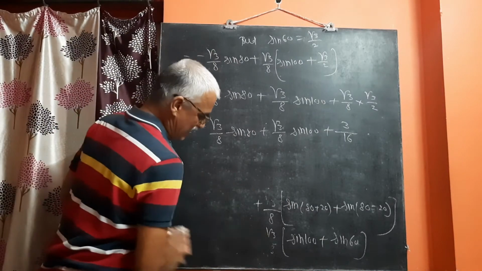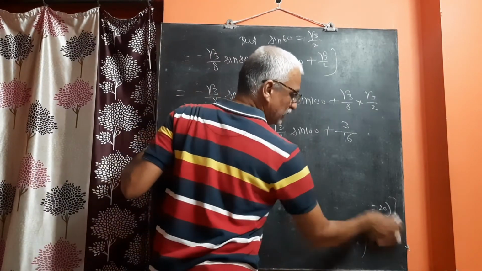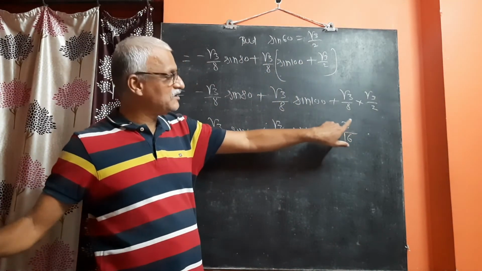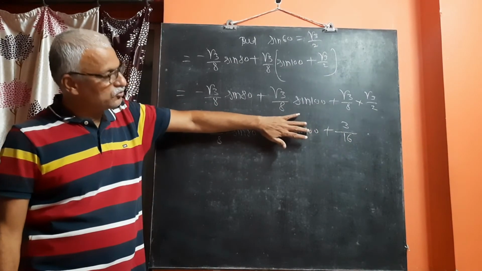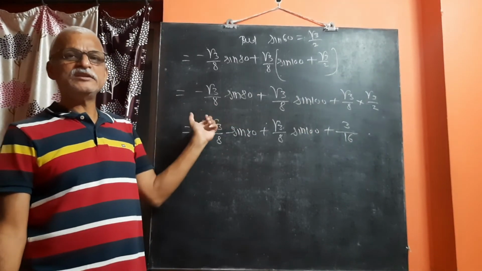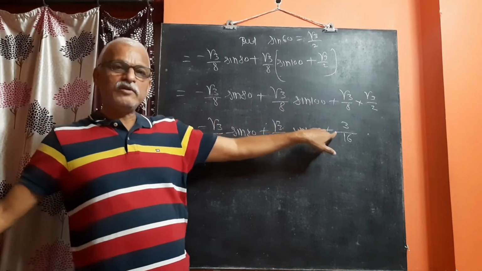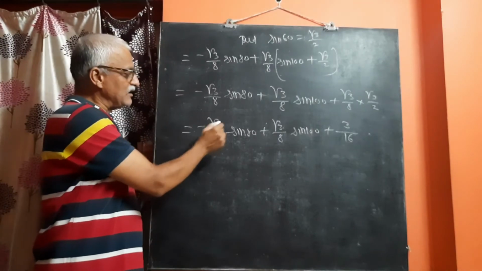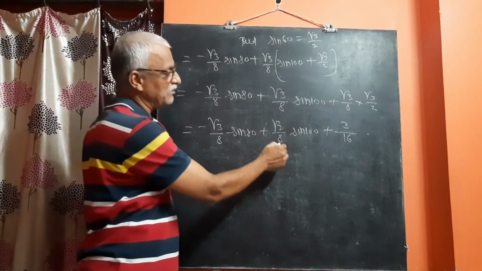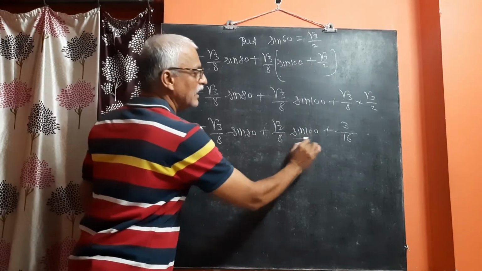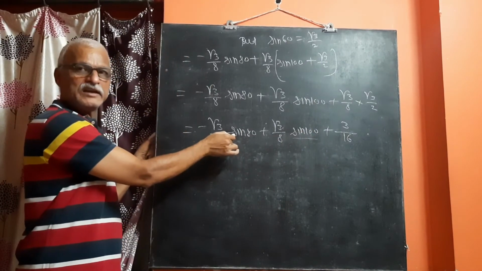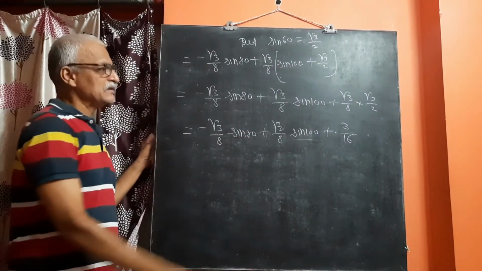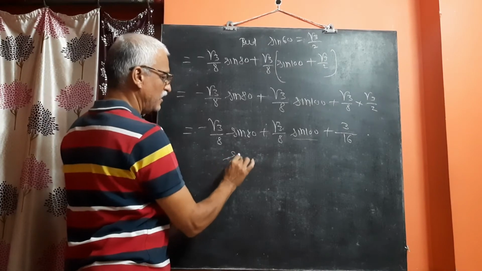Now see here, what is our requirement, what we have to prove: the complete left hand side is equal to 3 by 16. That means we have to eliminate these two terms. If we eliminate these two terms, then we will get our required value, 3 upon 16. Here this is minus root 3 by 8 sin 80, this is root 3 by 8 sin 100. Now we have to write sin 100 in terms of sin 80, or sin 80 in terms of sin 100.